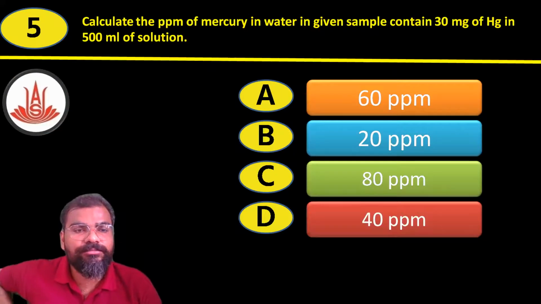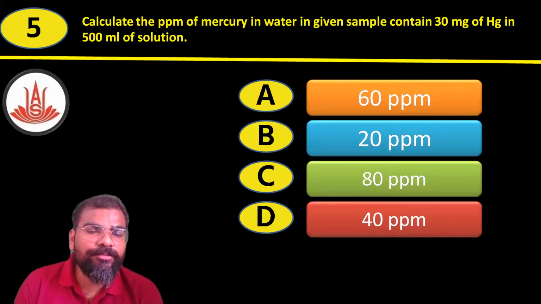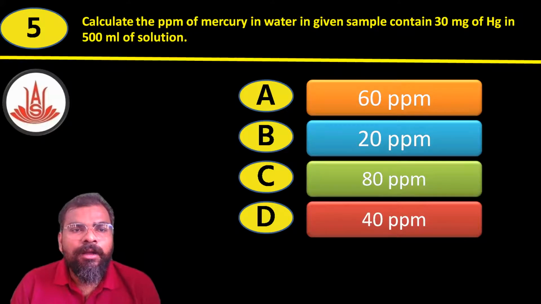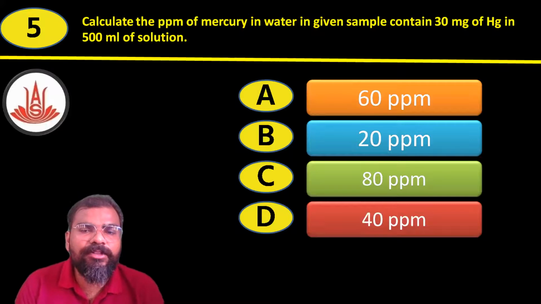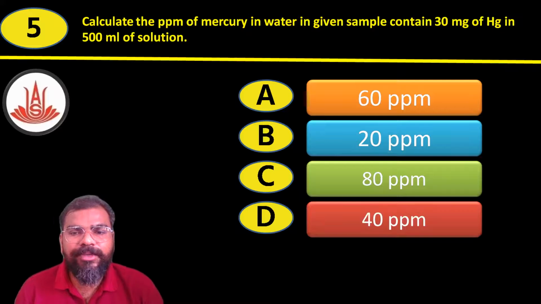Then question number 5, calculate the ppm, that is parts per million, of mercury in water in a given sample containing 30 mg of Hg in 500 ml of solution. The concentration of parts per million of mercury, मर्क्यूरी का ppm में concentration आपको find out करना है. Okay, so the sample they have given 30 mg of Hg in 500 ml of the solution, तो ppm में उसका concentration कितना होगा? 60 ppm, 20 ppm, 80 ppm, 40 ppm. Okay, 4 options they have mentioned.